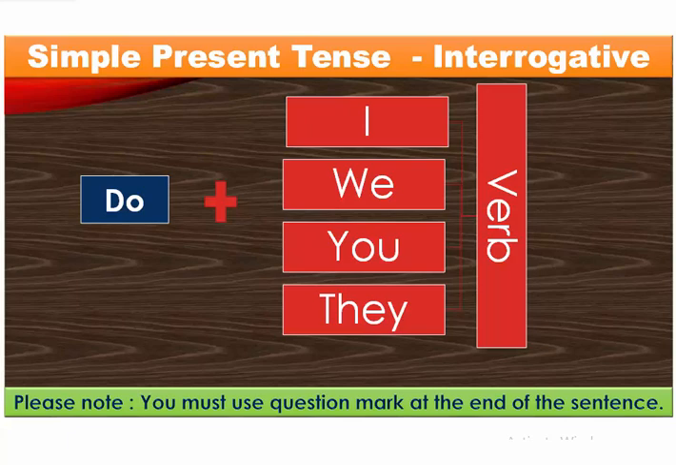Do is joined with I or we or you or they and the verb. Do joins with I or we or you or they and the verb. See the note here. You must use the question mark. Very much important. You must use the question mark at the end of the sentence.